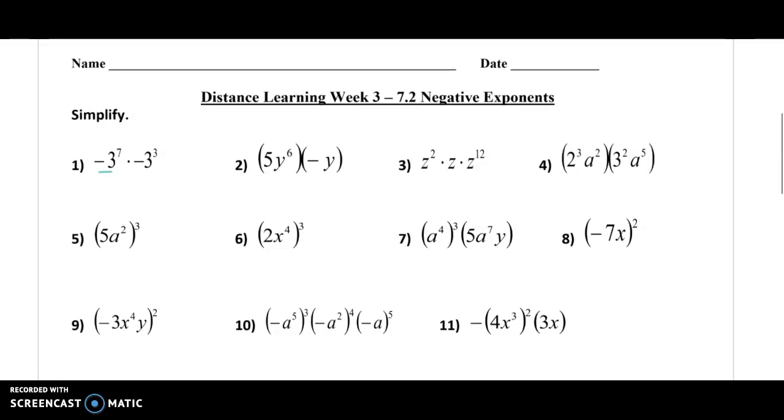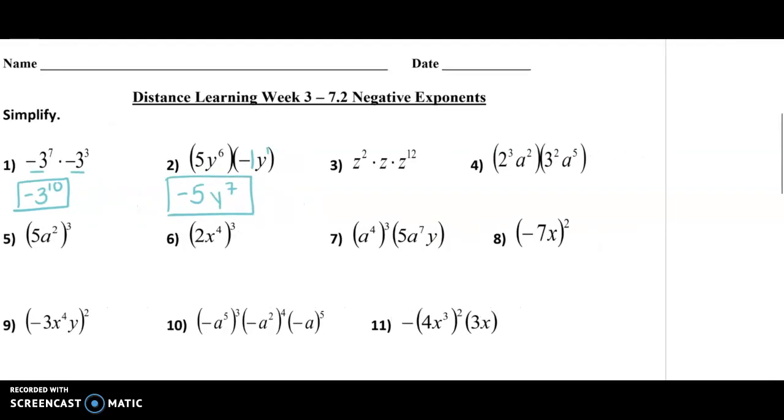So the first one. Same base, so it would be negative 3 to the 10th. We add the exponents. You could just leave your answer like that. For the second one, we have a negative 1 in front of that negative y, so 5 times negative 1, negative 5. Y to the 6th times y to the 1st, same base, add the exponents, y to the 7th. Number 3, same base all 3 times. We have the 2nd, the 1st, and the 12th power, add them up, so it would be z to the 15th.